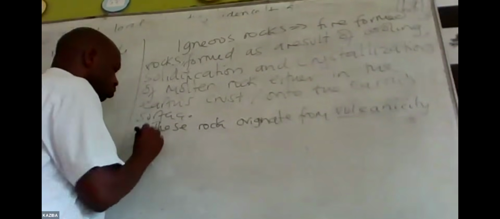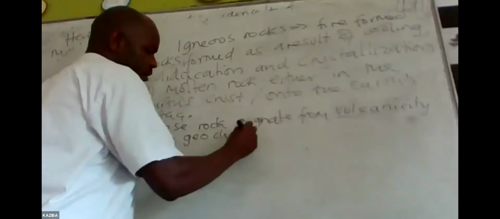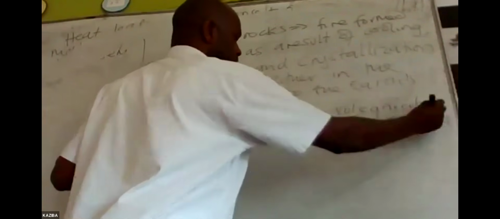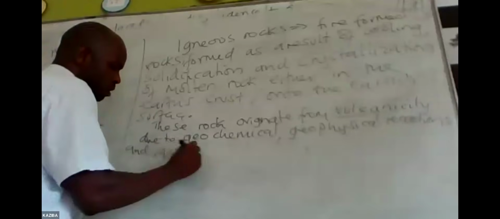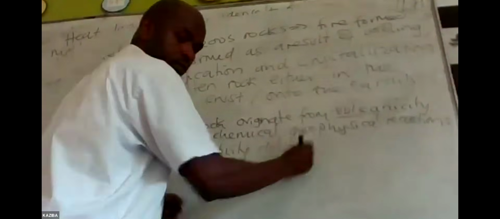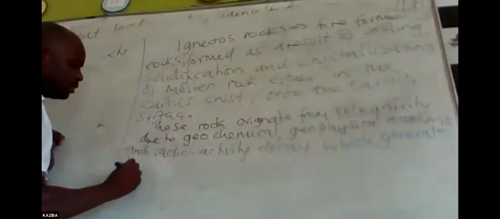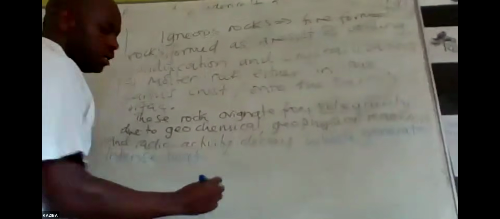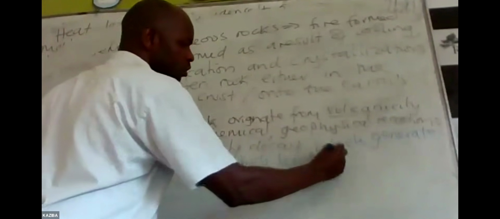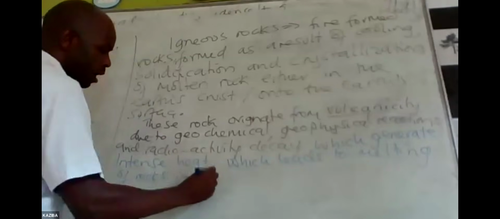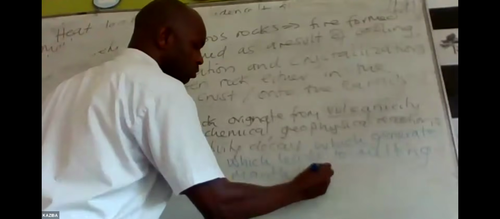We talked about the origin. Due to geochemical and geophysical reactions and radioactive decay, which generate intense heat, which leads to melting of rocks in the mantle into a semi-molten state.